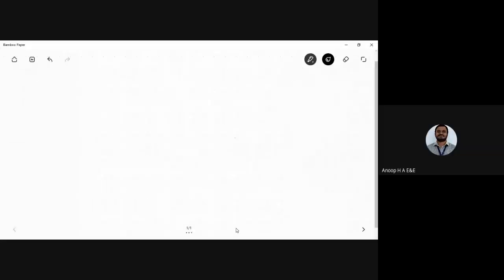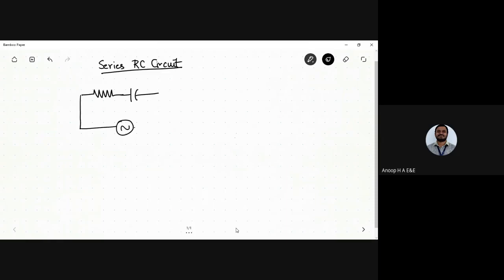Let me share my screen right now. Yes, it's a derivation which is related to the series RC circuit. So this is R, this is C. Okay, so it is related to the series RC circuit.